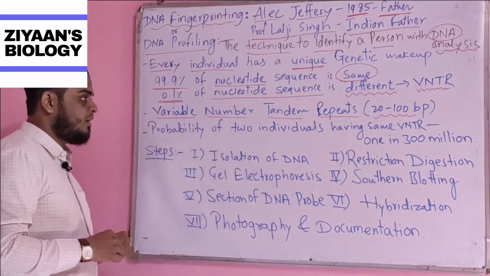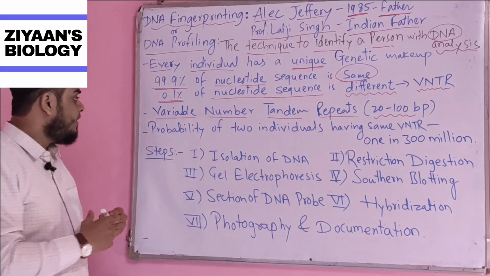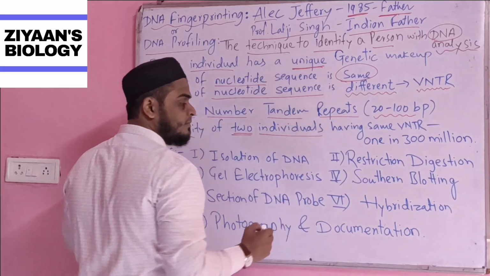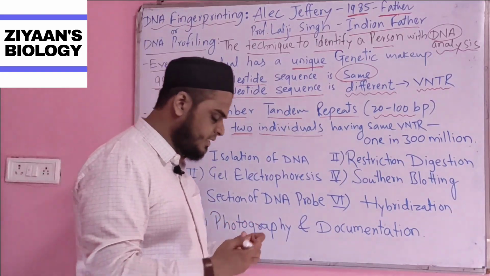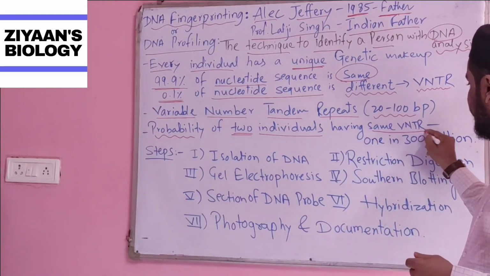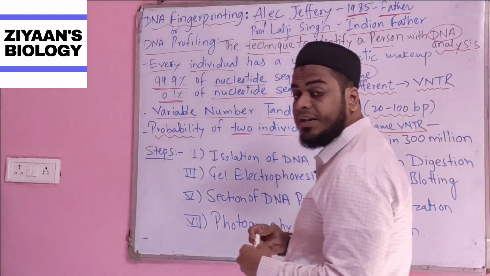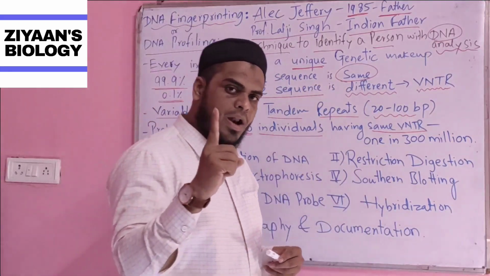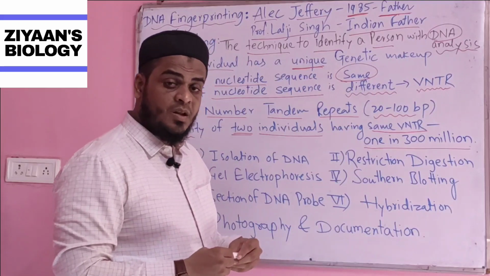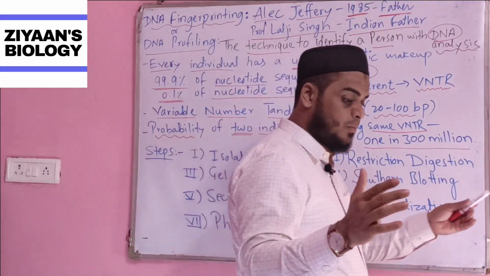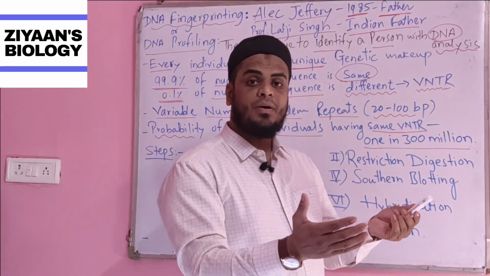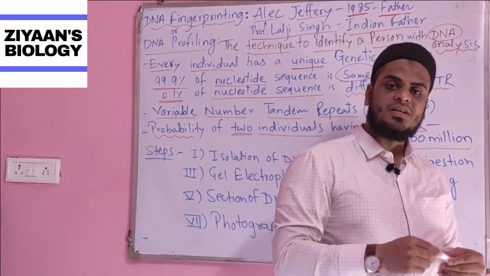Now the probability of two unrelated individuals having the same VNTR sequence is 1 in 300 million people. So maybe in a population of 300 million people, there will be one case where two people share the same VNTR numbers.